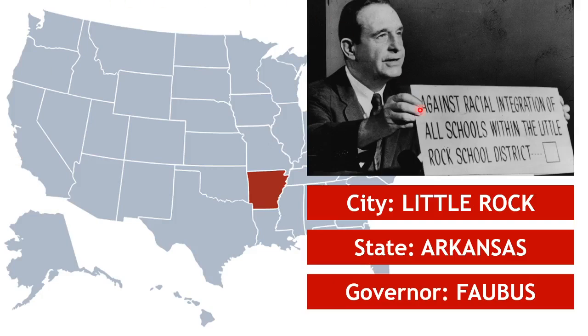You can see him here, campaign pledge. I am against the racial integration of all schools within the Little Rock School District. Tick here to vote for me. So if you don't want black children coming to my school or your school, then vote for me. Faubus had promised that.